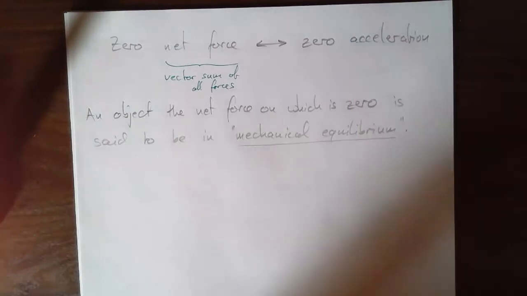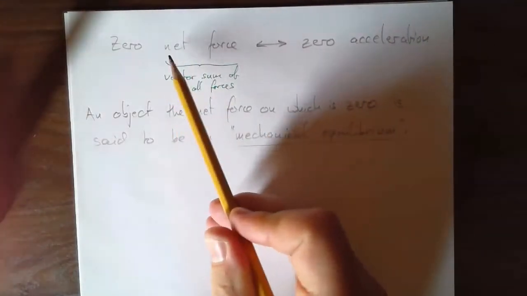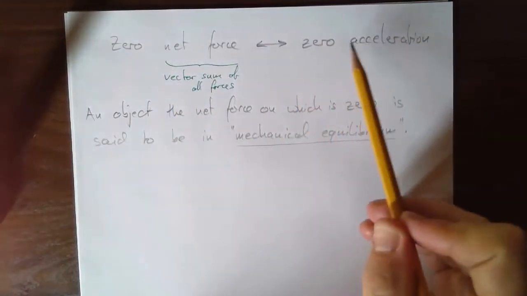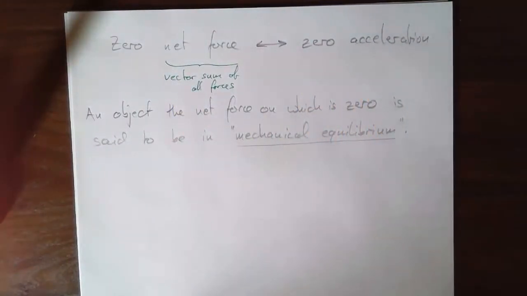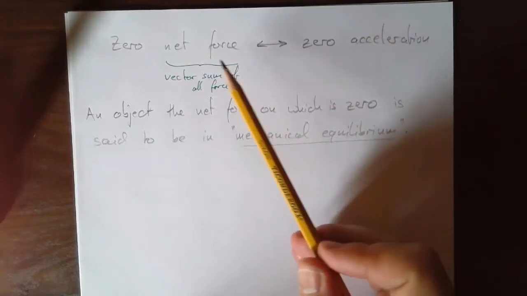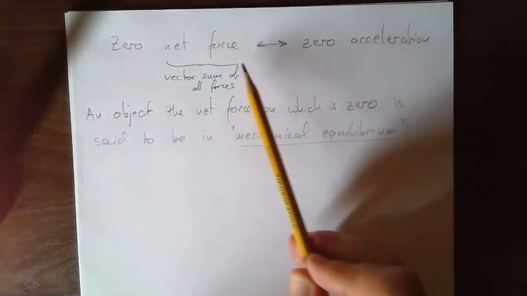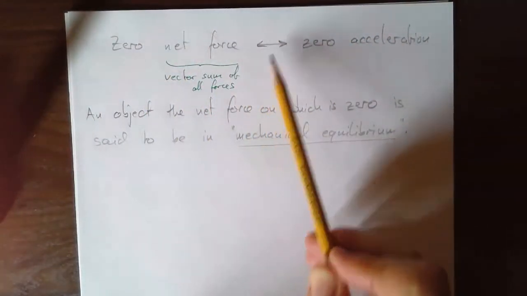So when all those forces that act on an object cancel out, so we've got 0 net force, well then we've got 0 acceleration. And in fact, if we didn't have 0 acceleration, then we would have to have a non-zero net force. So it's kind of like if this, then this, but also if this, then this. Hence this two-way if and only if.